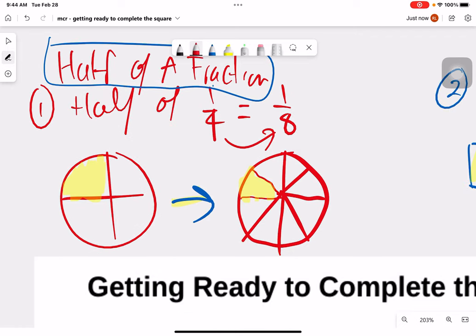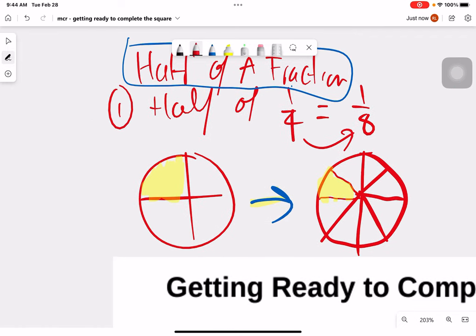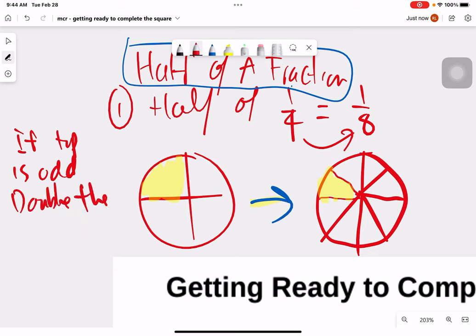Okay, then let's go to this one. What do you think the rule is on this one then? If the top is odd, double the bottom. By doubling the bottom, we make the pieces twice as small. And keeping the top the same.